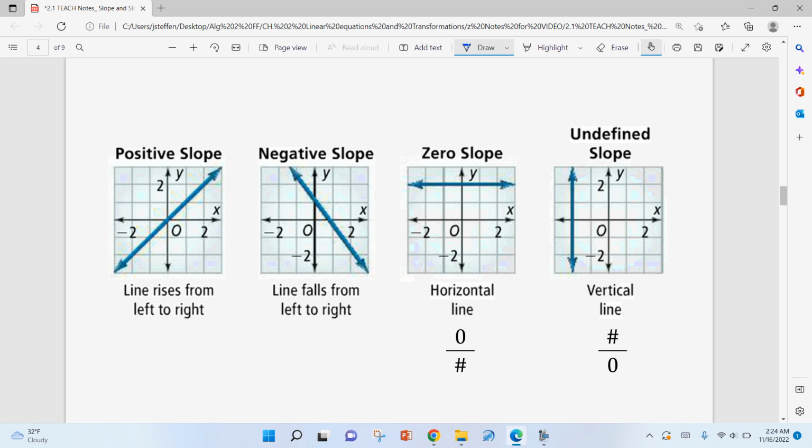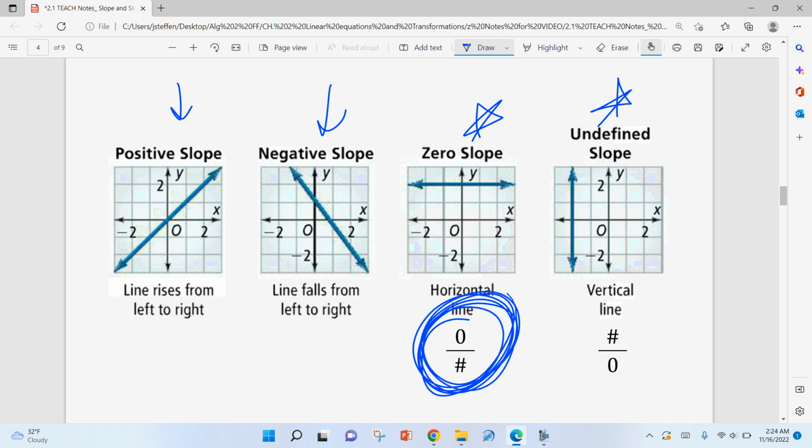So we talked about this a little bit. Oh, this is another really good way to check your work with positive and negative slope. As you go from left to right, just like you're reading, if it goes up, it's plus, or it's positive. If you go down, it's negative. Then we just talked about 0 and undefined slopes, horizontal and vertical lines, and again, your fractions are going to look like this. 0 over some number is a 0 slope. Any number over 0 is an undefined slope.